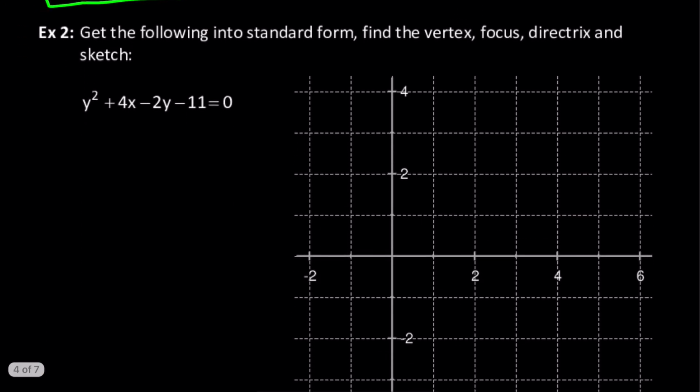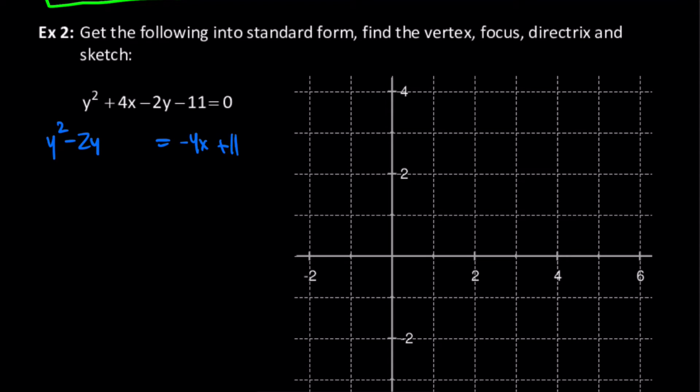Okay, next it says get the following into standard form, find the vertex, focus, directrix, and sketch. These are actually a little bit more challenging, I think, than just an ellipse or a circle or a hyperbola because only one of the terms is squared. So what I want to do is group my square term and then get everything else to the other side. So it'll be a negative 4x plus 11.